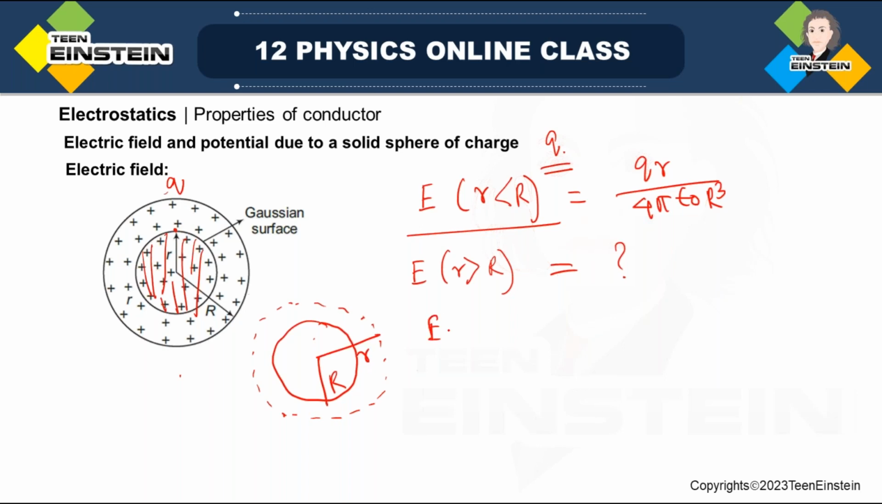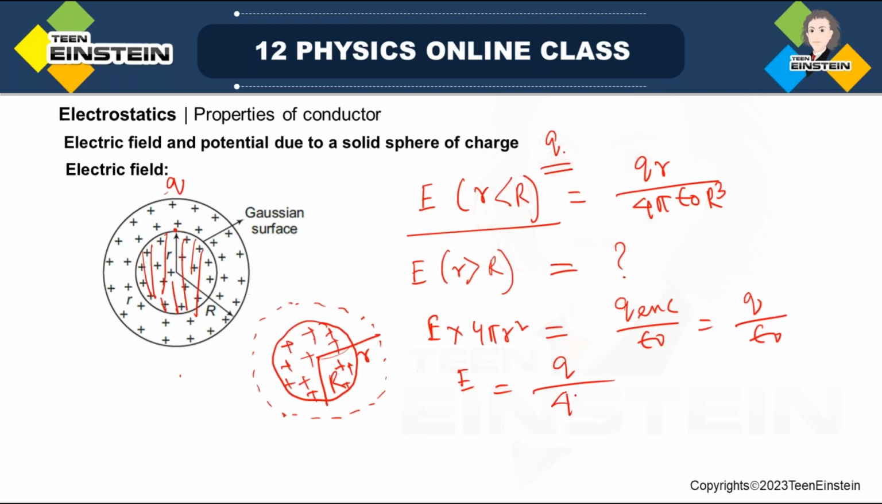Now see, I'll write E 4 pi r square, which is the area of the Gaussian surface. Now what is the charge enclosed here? Charge enclosed by epsilon naught. Here the charge enclosed will be the whole charge. See here, the Gaussian surface is outside the sphere. That means the whole charge is enclosed by the Gaussian surface. So this will be the result. So what is the electric field E?